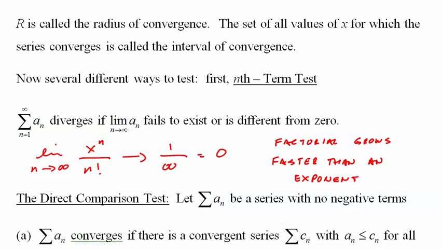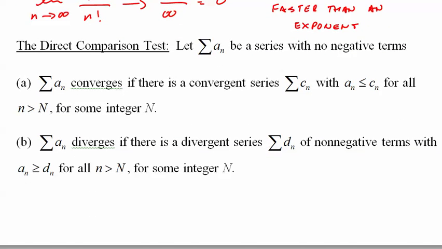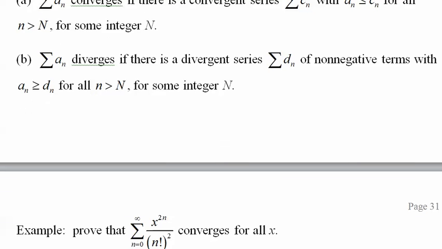So that's one test, the nth term. Notice the nth term only tells us if it diverges. If it's not 0, it diverges. If it converges, then it's 0, and what's the interval? Well, we need a different test for that. The direct comparison test is similar. It's only going to show us if it converges. You can read the definition if you'd like. For me, it's easier to just do an example.